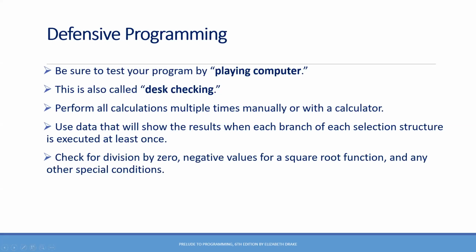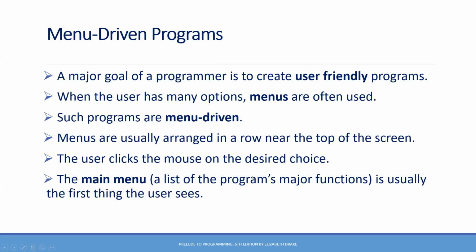When we're desk checking, we want to make sure we do all of our calculations manually with the calculator, any different way we can. Make sure that we try test data that's going to test every branch of our program. Check for divisions by 0, negative square roots, all those kind of special functions.